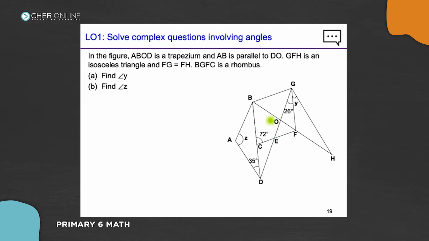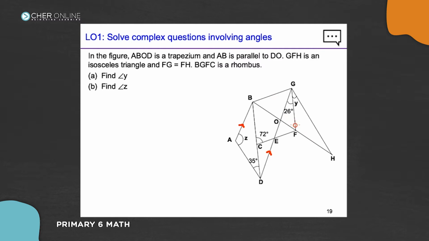Okay, in this figure, we know ABOD is a trapezium. So that means there is a pair of parallel lines. And what do they tell you? AB is parallel to DO. So every time when we look at the question, we indicate the key points. Whatever we can label in the diagram, we label.